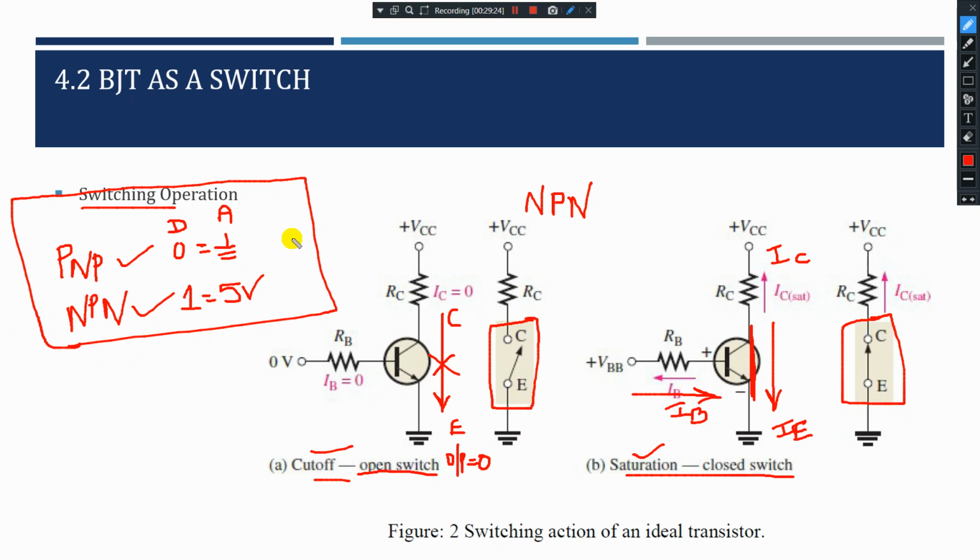This is called saturation region. If the transistor should be in saturation region, for an NPN the input should be 1 or 5 volts. For a PNP it should be 0 or ground. Remember this, because one is negative triggered and the other is positive triggered. The center one represents the base, how the base is triggered. Here N means negative, here P is positive. So here I am speaking about NPN transistors.